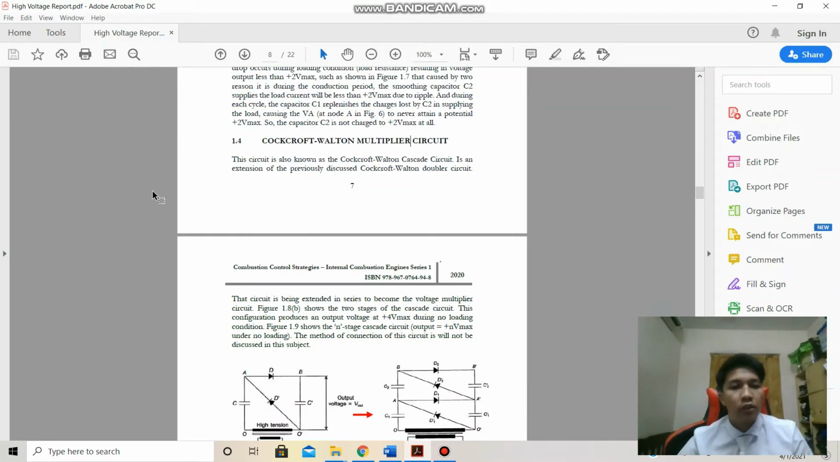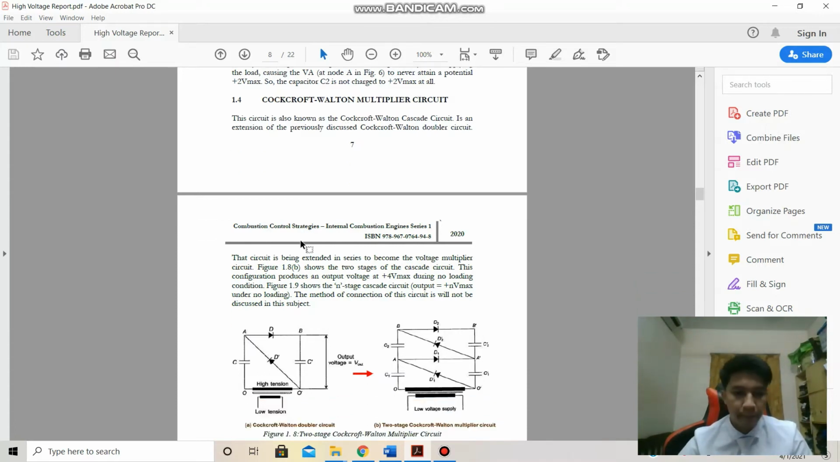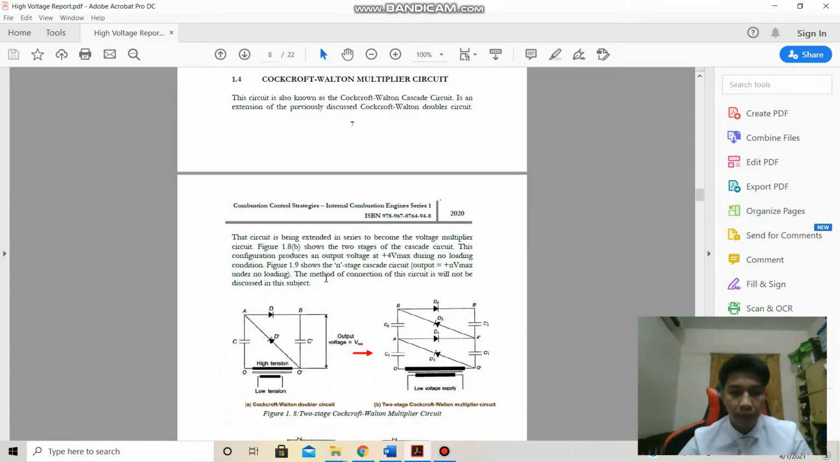Next is the Cockcroft-Walton multiplier circuit, also known as the Cockcroft-Walton cascade circuit. It is an extension of the previously discussed Cockcroft-Walton doubler circuit. It is the same but upgraded to a multiplier circuit. As you can see, this is the Cockcroft-Walton doubler circuit, and this is the new one, a two-stage Cockcroft-Walton multiplier circuit.